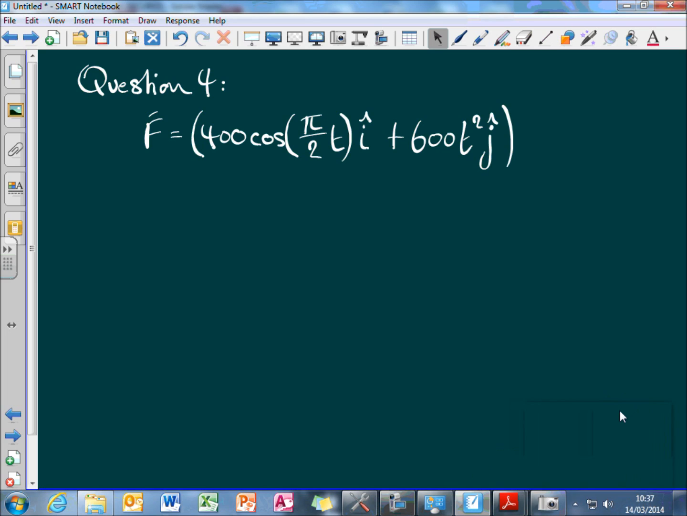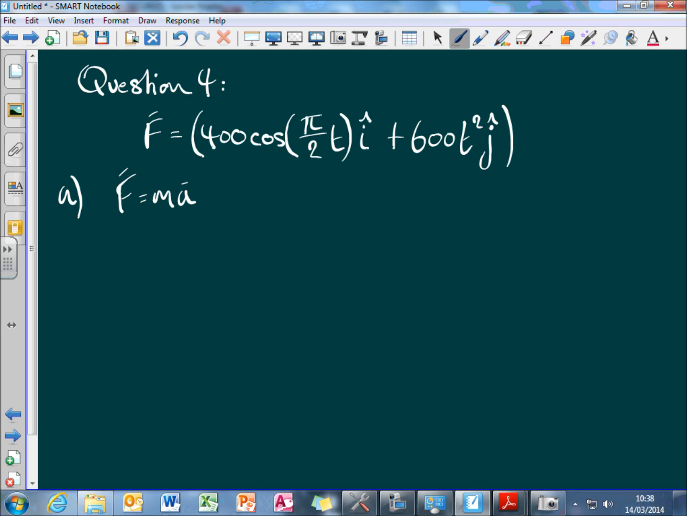Okay, so this is question 8. You've got an expression for the force vector at a certain time. Find the acceleration at time t. Well, F equals ma. That's Newton's second law.